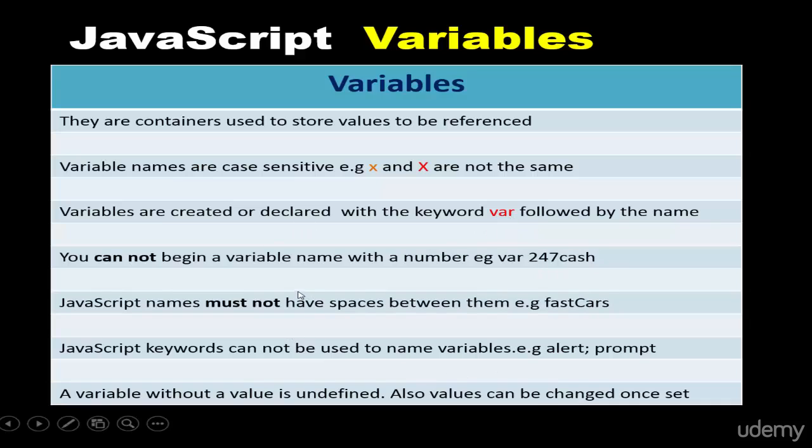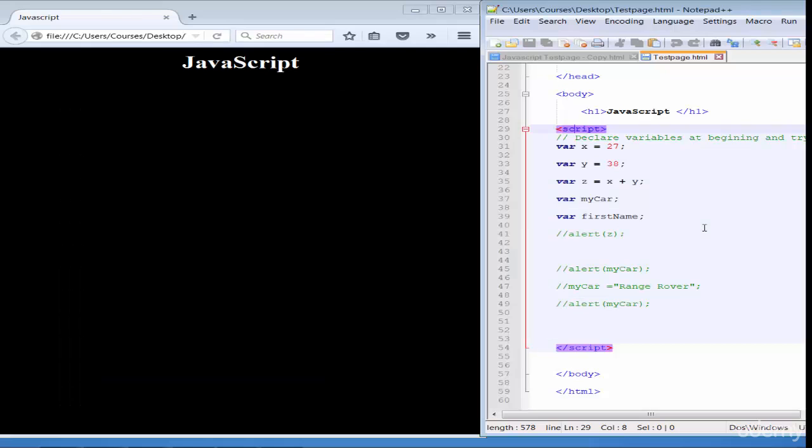You cannot begin variable names with a number, e.g. 247cash, but you can reverse it, like cash247. JavaScript names must not have spaces in them, e.g. fast cars. JavaScript keywords cannot be used, like alert and prompt. A variable without a value is known as undefined. Also, once you've given a variable a value, you can change it anytime. So let's go ahead and create some variables.